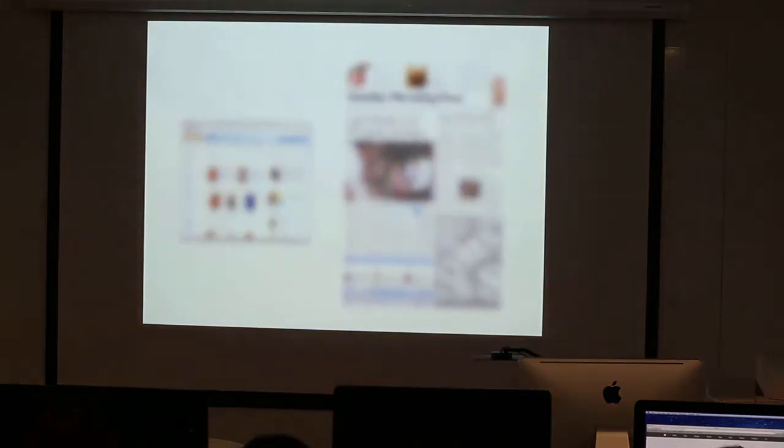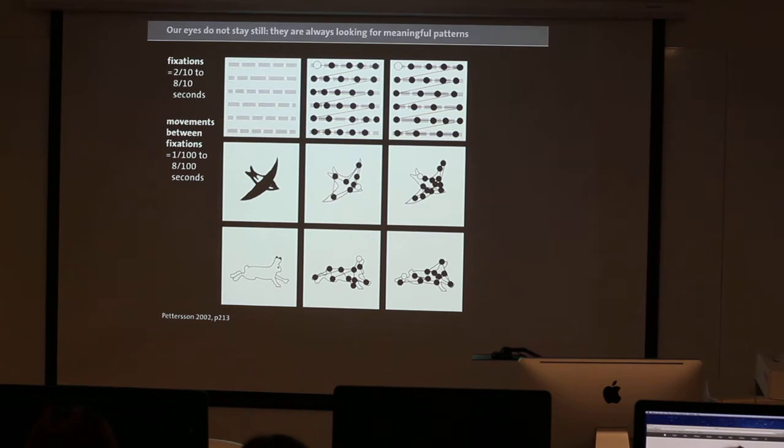Actually, I need to go back. So basically, how do we read something? We don't read every detail. We try to scan our environment, to scan a page, and look for meaningful patterns. So with our fixations and movements, we move our eyeballs very quickly. So we scan things. So you need to provide signposts, for example, headings, big images, bold type, to help people access the content.